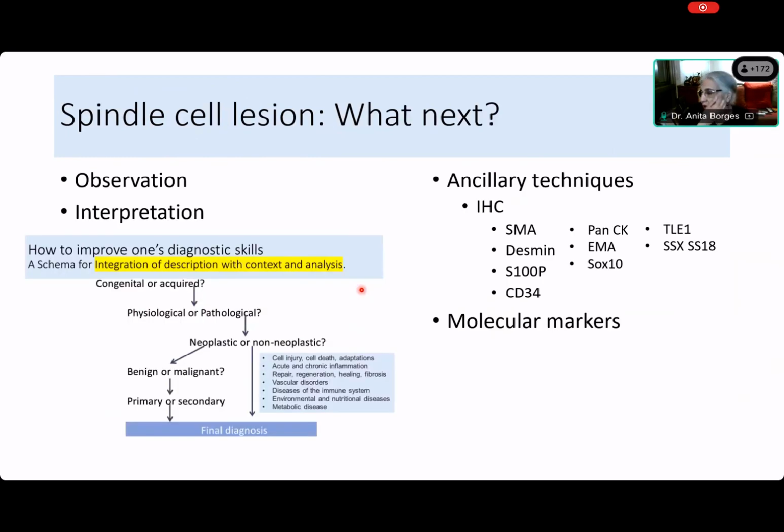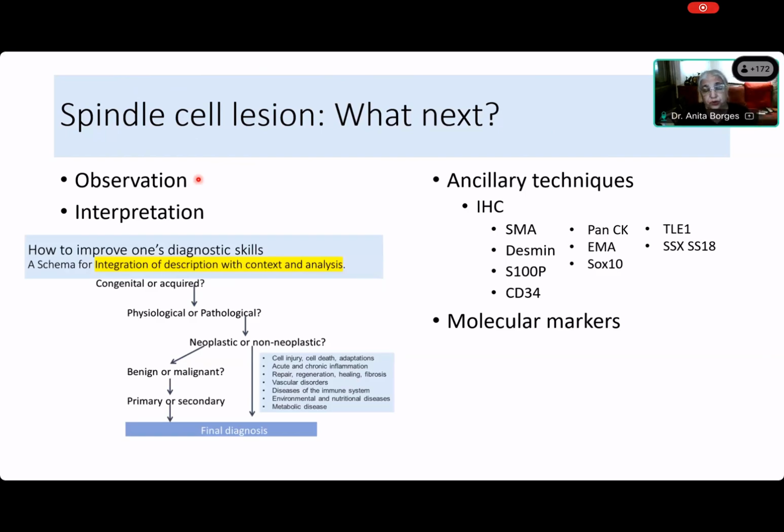Okay. Now we come to the meat of this talk, and that is a spindle cell lesion. What next? How do you approach a spindle cell lesion? How do you analyze it? The first thing is that you have to make a good observation. Number one, you can't call something a spindle cell if it is not a spindle cell. So you have to make your observation. The observation not only is about the cell, that it is spindle, you have to look at the type of nucleus, you have to see whether the nucleus is bland, does it have mitosis, so you do a lot of cellular observation. Then you have to look at the pattern in which these spindle cells are being arranged. It's also part of your observation.